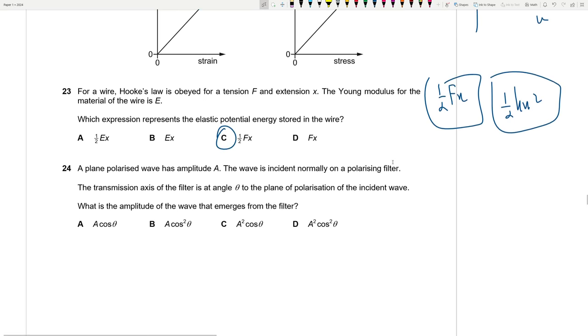Next, 24. A plane polarized wave has amplitude A. The wave is incident normally on a polarizing filter. The transmission axis of the filter is at an angle theta to the plane of polarization of the incident wave. So this is Malus law, right? What is the amplitude of the wave that emerges from the filter?